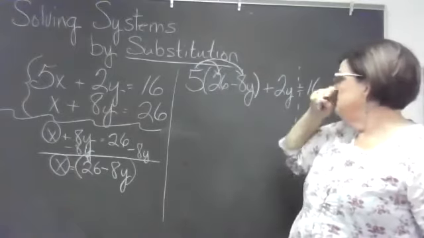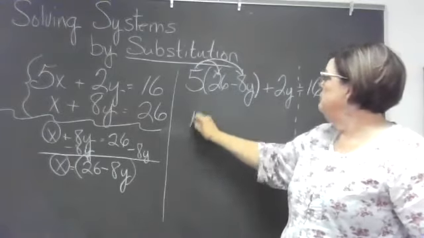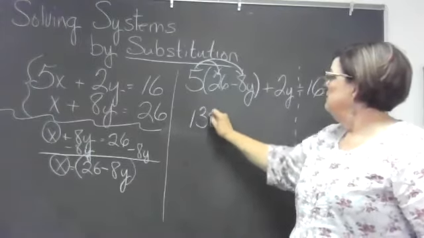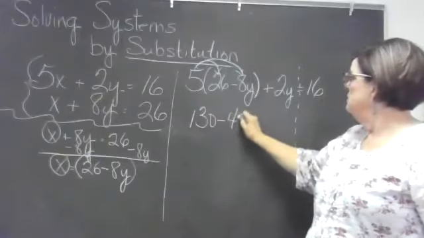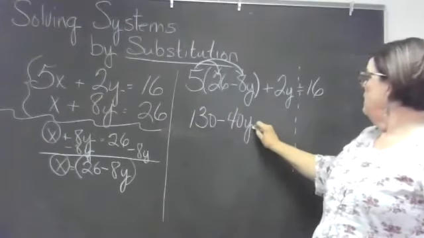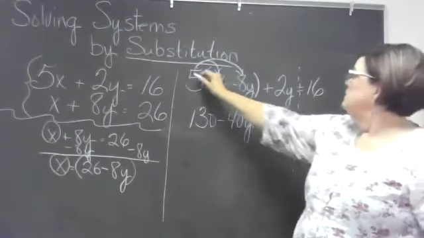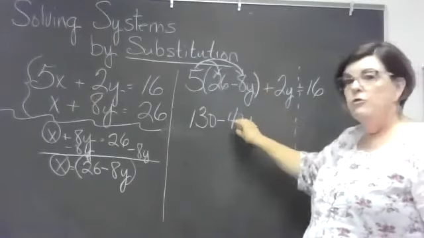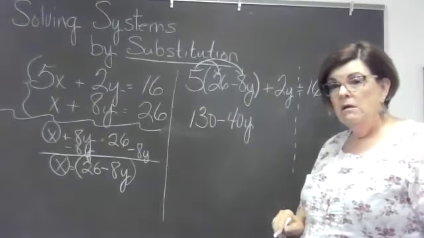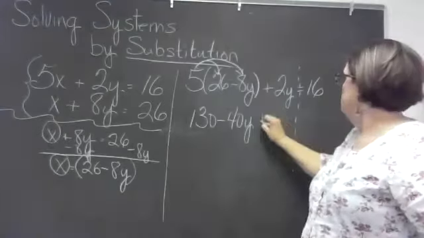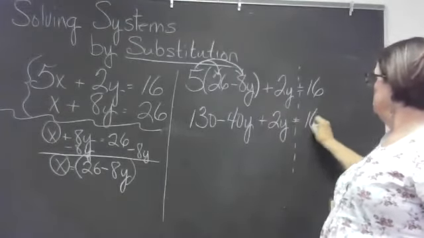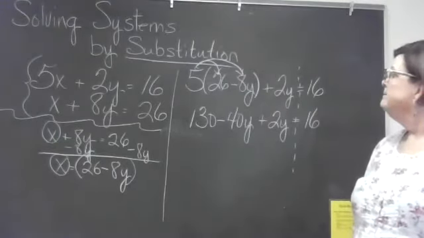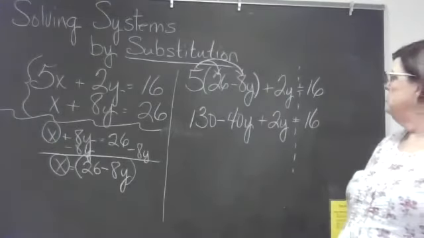5 times 26 is 130, I think. Those of you at home, if it's wrong, tell me. 40y, because I did 5 times 8 is 40y. It was right, okay. Plus 2y equals 16. Okay, I want to solve for y.